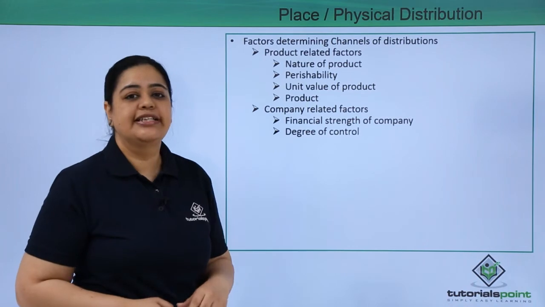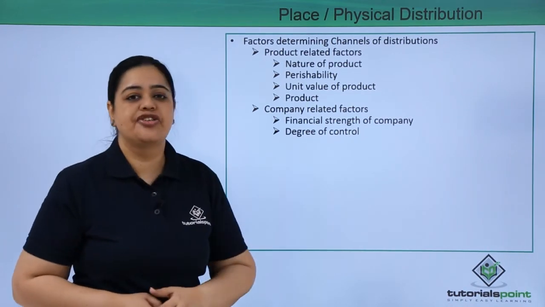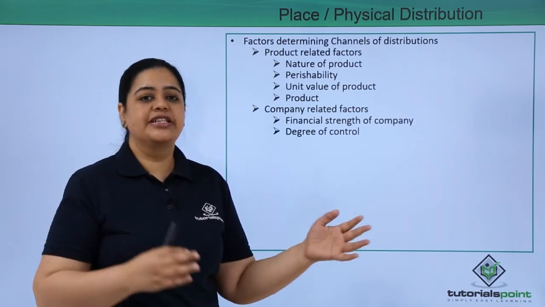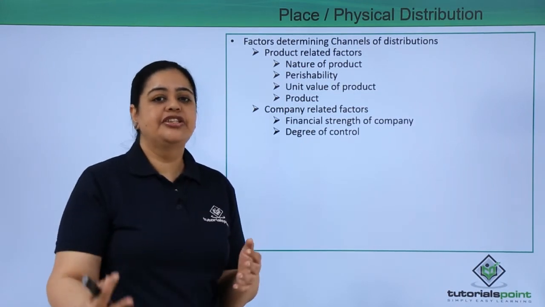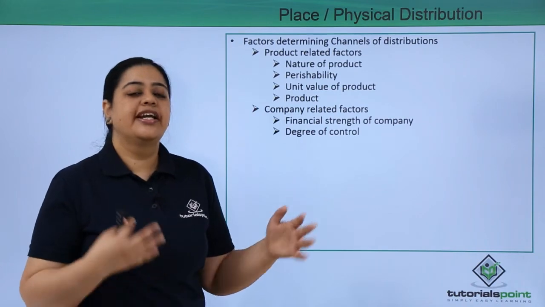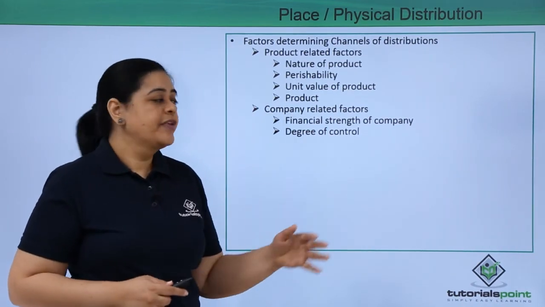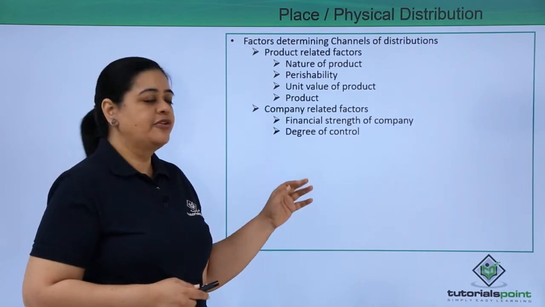What are the company related factors? What is the financial strength of the company? Now compare a local manufacturer with HUL. Obviously HUL can afford a larger channel of distribution. It can afford the cost of storage and maintaining the inventory. But that would not be possible for a local company.